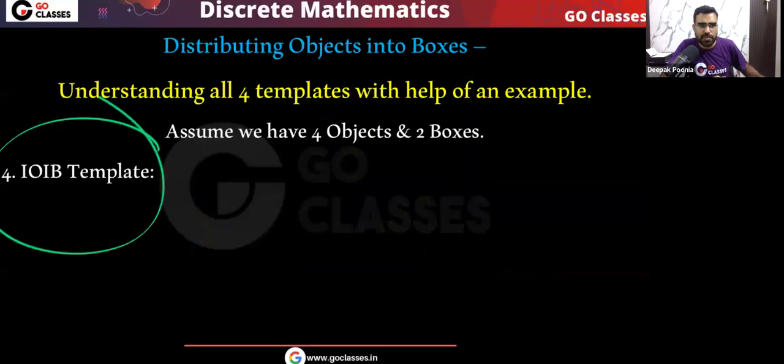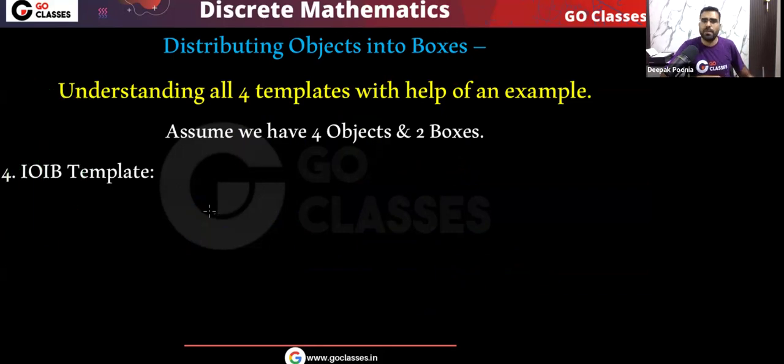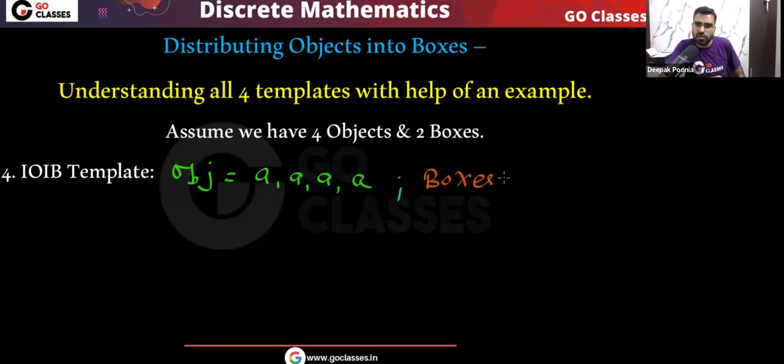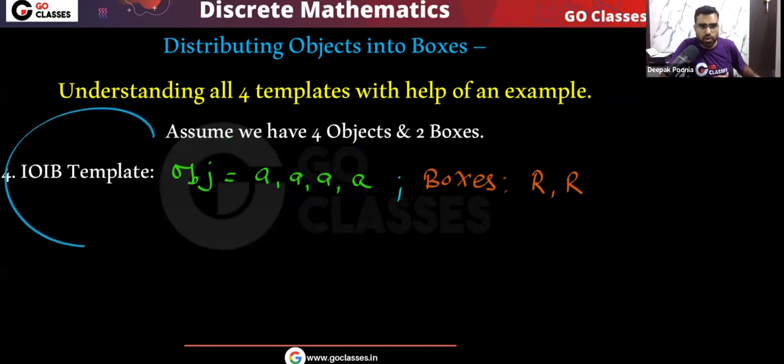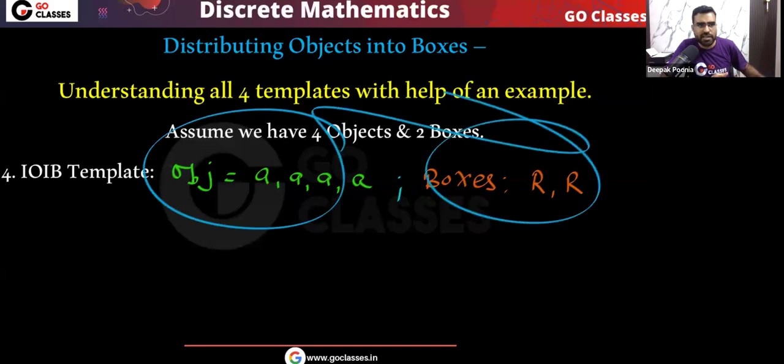The next template, the last template, is the IOIB template. Means here the objects are also same and the boxes are also same. So this template we will apply when the objects and boxes both are identical. Let's assume you have four identical objects, the objects are A, because objects are identical, and the boxes are also identical, RR. Means you have two identical rooms and four identical objects. So remember, IOIB template simply means identical objects, identical boxes.